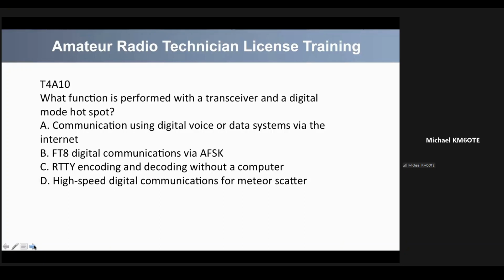So what is the function performed by a transceiver and a digital mode hotspot? Communicating digital voice or data via the internet, FT8 via AFSK, RTTY encoding, or high-speed digital communication for media scouter. Well, the only thing here that we talked about was digital voice or data via the internet. So the answer is A.